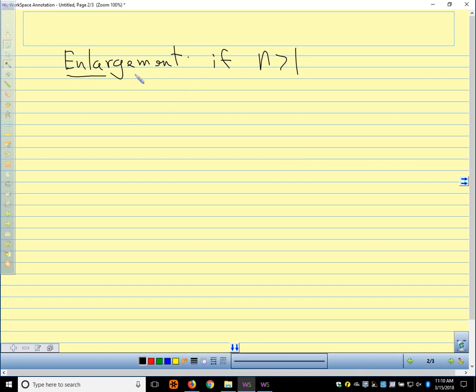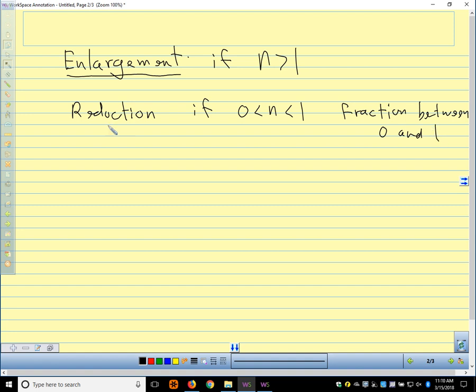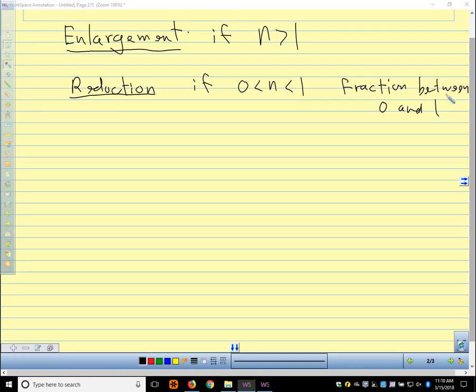And we call it a reduction if 0 is less than n less than 1. So that means a fraction between 0 and 1. So we get a reduction if our scale factor is 1/2, 1/3, 3/4. We get something that's smaller. So pretty easy idea, enlargement or reduction.